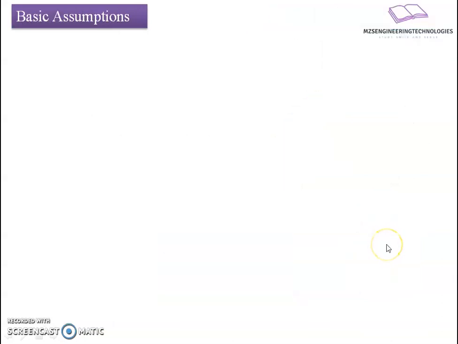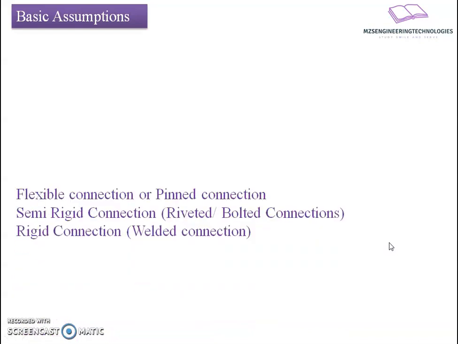Now we'll move towards the basic assumptions which are used for the analysis of a truss. Before that, we'll talk about what type of connections we generally apply in case of a structure. In case of a structure, we provide flexible connection or pinned connection, semi-rigid connection, or we can say riveted or bolted connection, and rigid connection, welded connection. This connection plays an important role to transfer the force from the ends to the member.